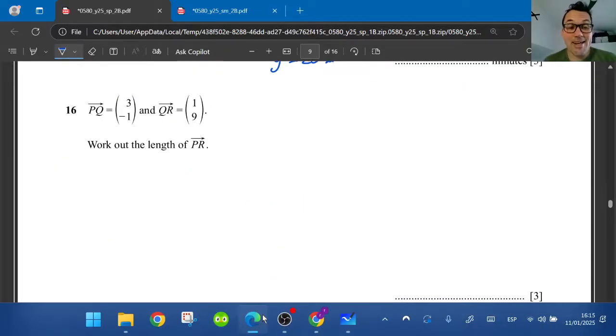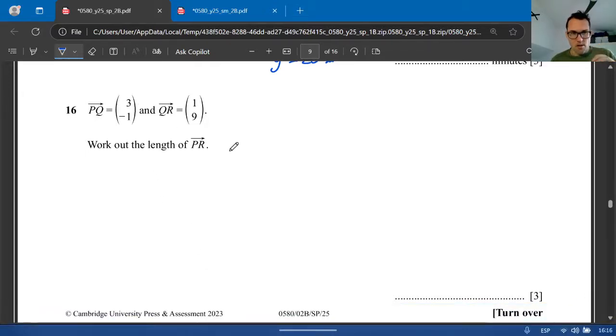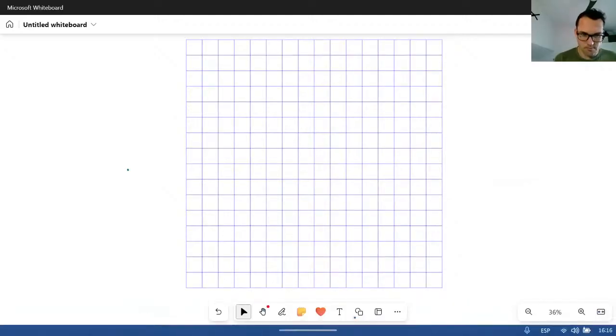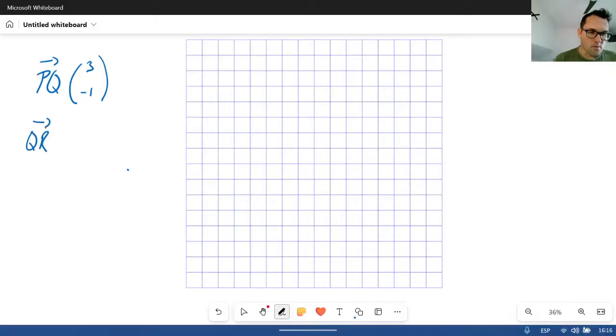Question 16. Column vectors. Okay. You always give these questions without any pictures. You need to imagine your own picture. Okay, we got PQ is (3, -1). PQ, you see got a little arrow. And then we got QR, which is (1, 9), right?